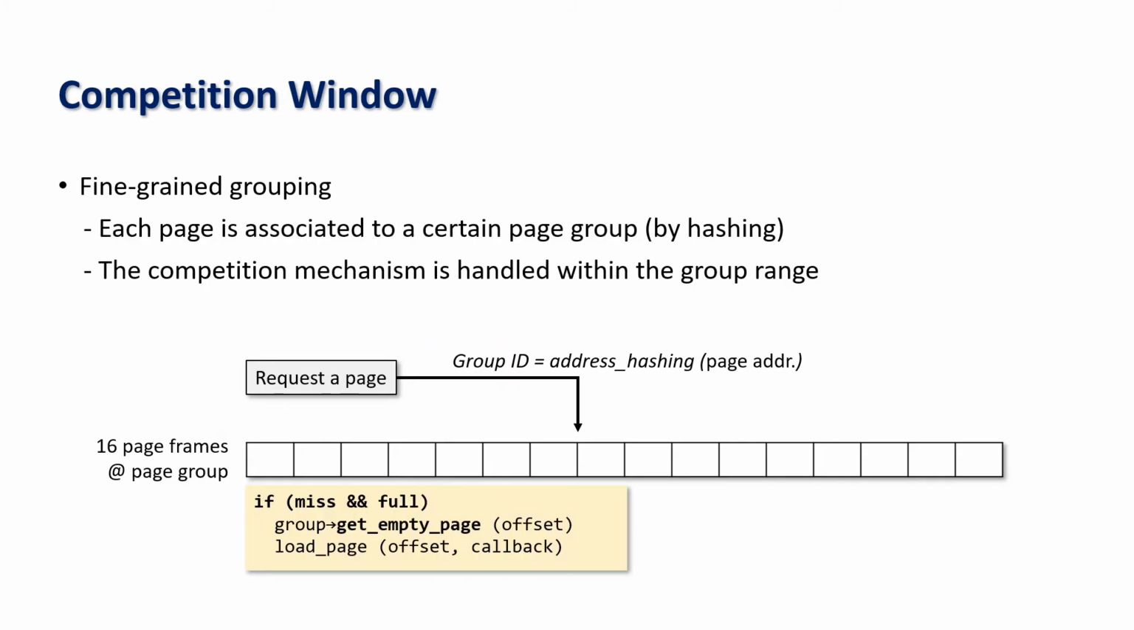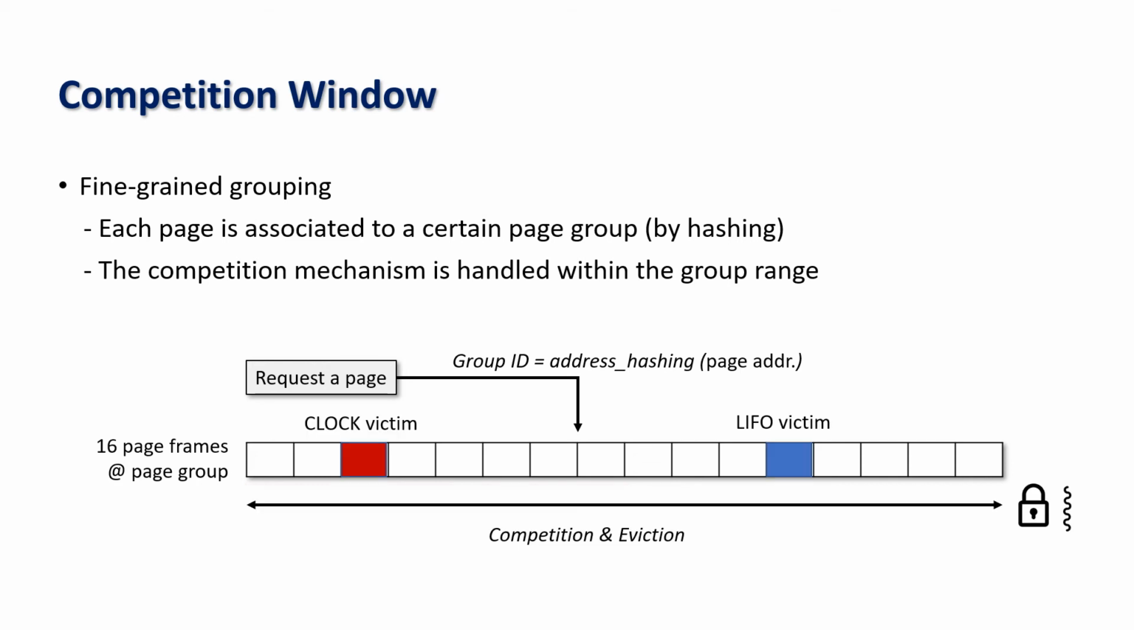In our cache scheme, each page belongs to a certain page group. This grouping technique alleviates the log overhead when using multithreading, and it also promotes the competition process by reducing the competition window. So when a page is requested, the cache manager visits the associated page group and traverses the pages. Then, if the page miss and group full occur simultaneously, the competition mechanism is handled within the group range.